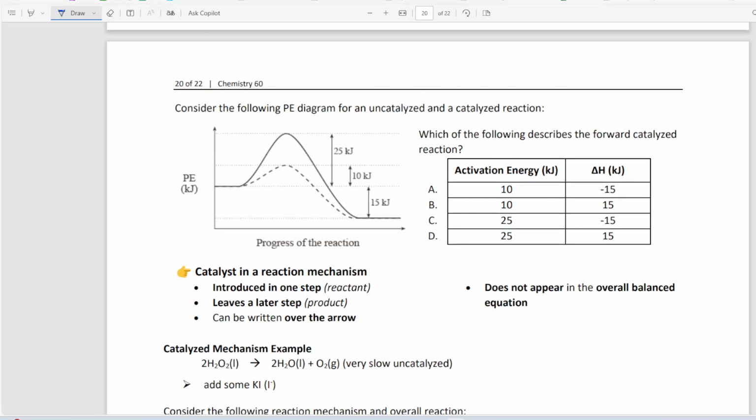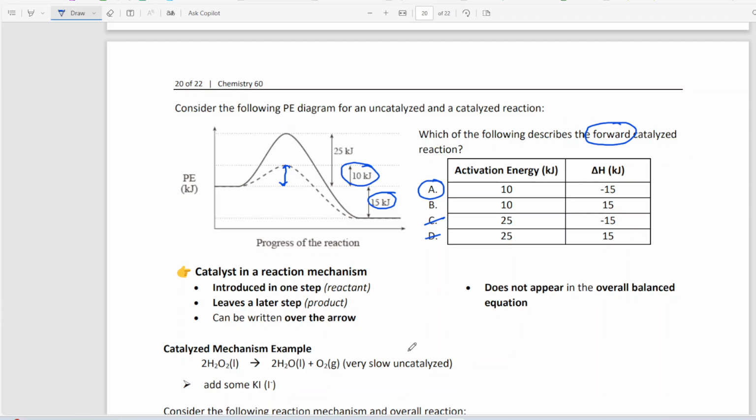Consider the following potential energy diagram for an uncatalyzed and a catalyzed reaction. Which of the following describes the forward catalyzed reaction? The catalyzed reaction is the one that has the lower activation energy, so it would be this little bump in here, which you can see has an activation energy of 10 kilojoules, not 25. And then what is the enthalpy change? Well, it is a step down, so this 15 kilojoules is being released, which makes it negative 15. So the answer to this question would be A.